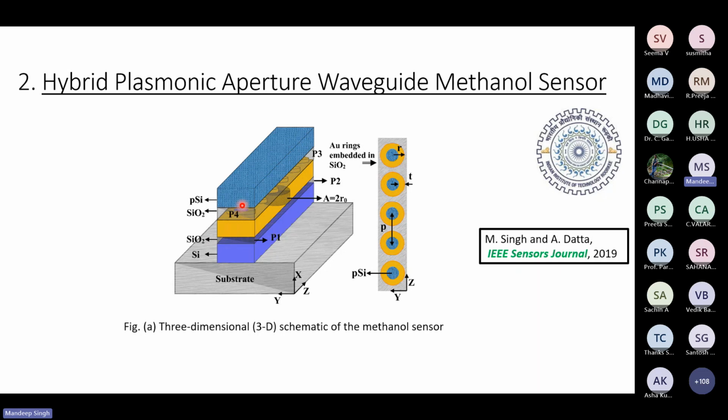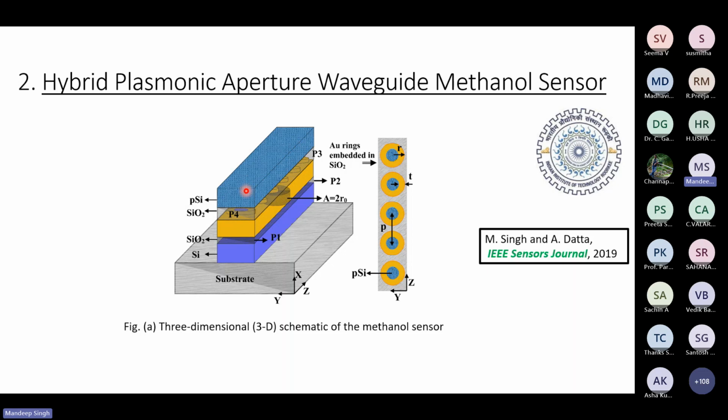And again, if you see on the top, for methanol we are using porous silicon, because you need some porous material to get the interaction of the analyte, so that the analyte can interact with the hybrid modes. For this we have to deposit SiO2 and then the porous silicon.